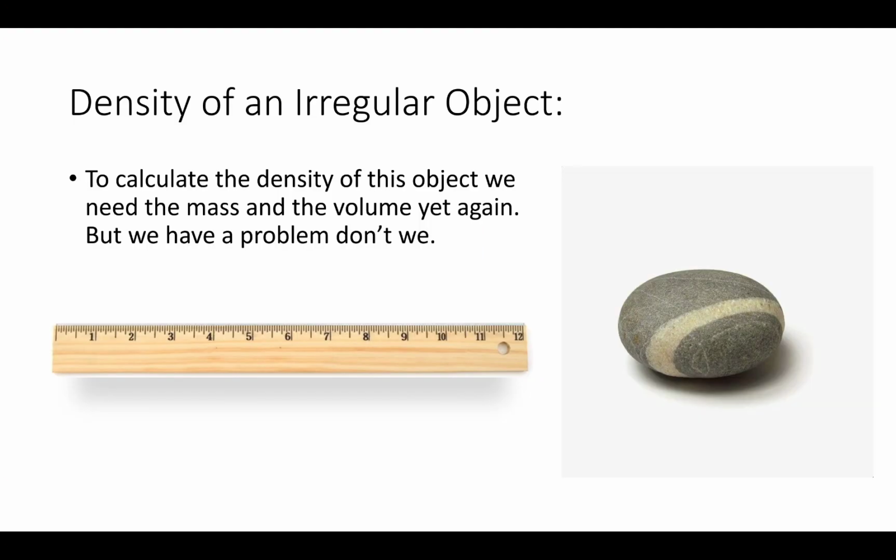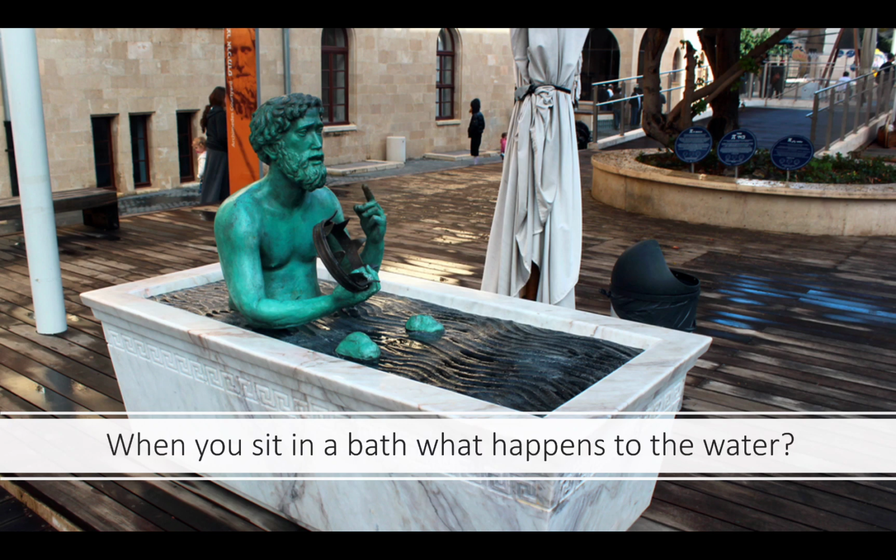So, an irregular object. So, a rather funky looking stone. To calculate the density of this object, we need the mass and the volume yet again, but we've got a problem. And the problem is, what do we measure with the ruler? Ideally we can't, so we have to use a different method. And this is the method.